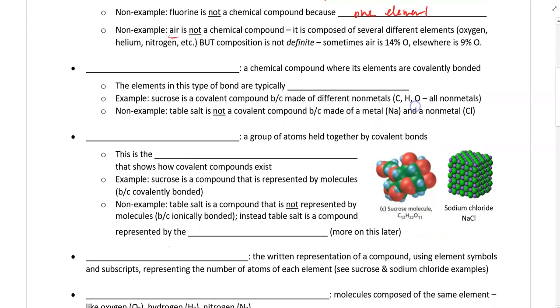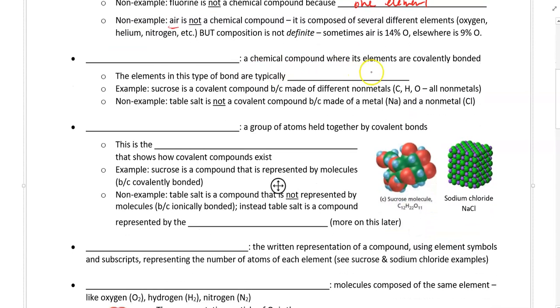All right, let's take a look at the next one here. A chemical compound where its elements are covalently bonded. These are covalent or molecular compounds. Either one's fine. So covalent compound and molecular compound refer to the same thing. These are chemical compounds where its elements are covalently bonded. And of course, the elements in this type of bond are typically nonmetals.